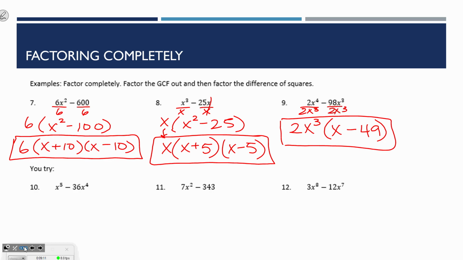All right, why don't you pause the video here and then try numbers 10, 11, and 12. And then when you unpause, we can check answers.